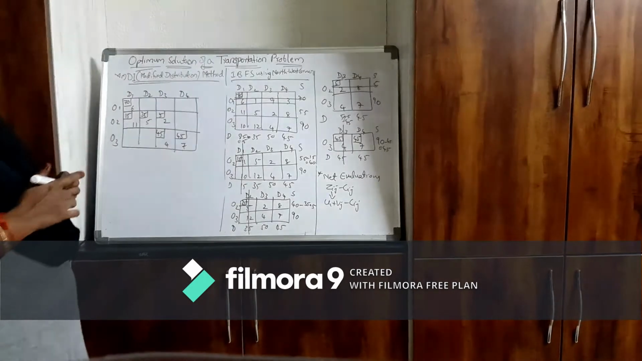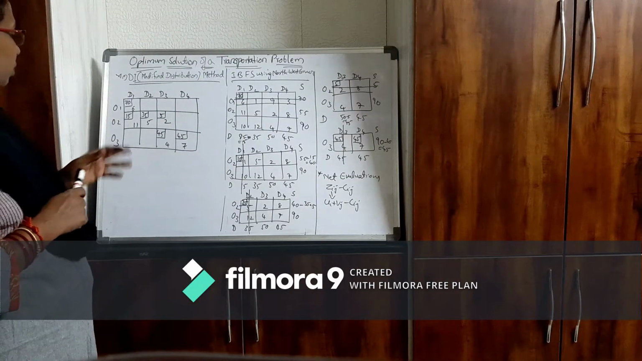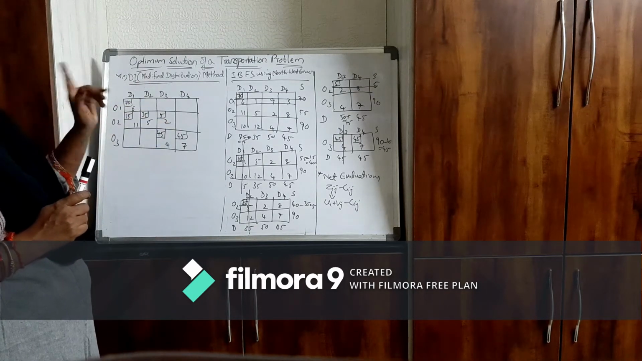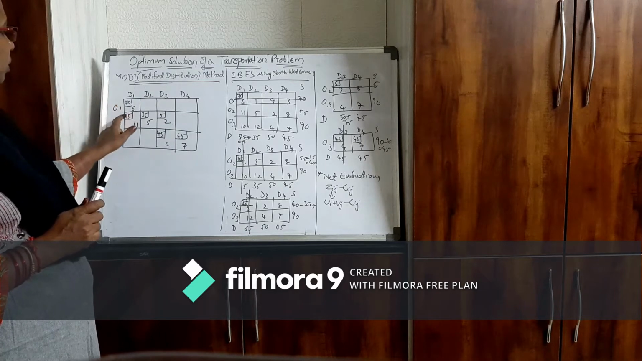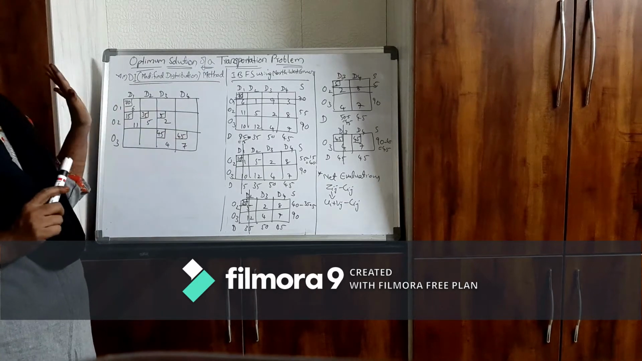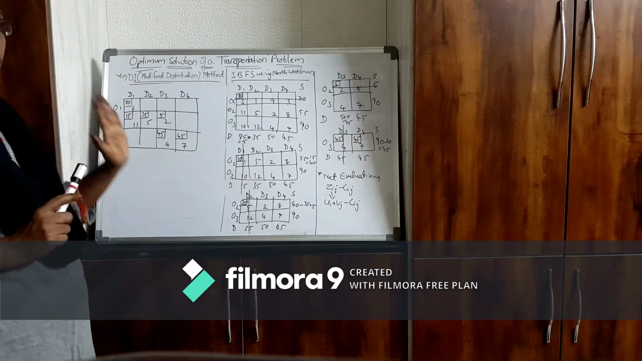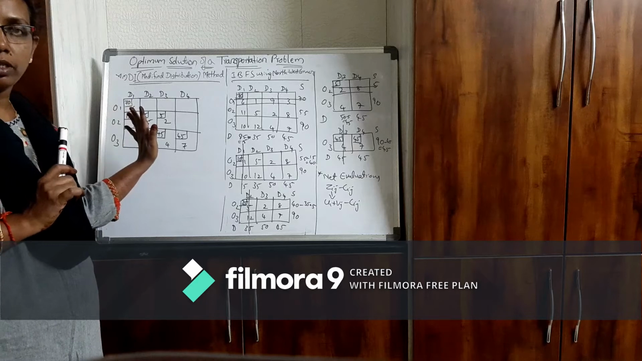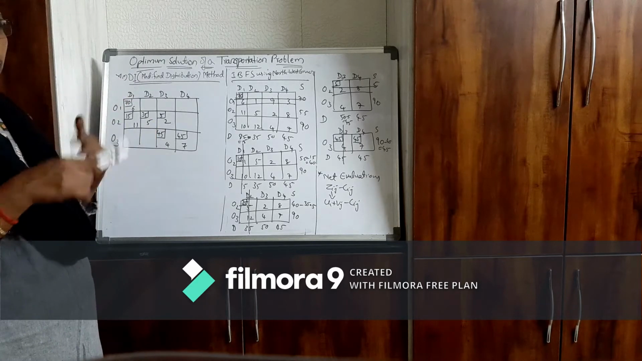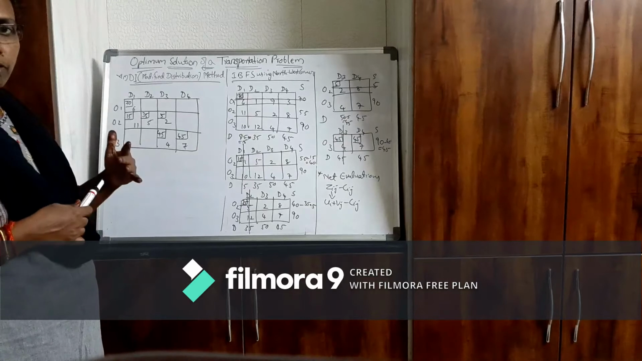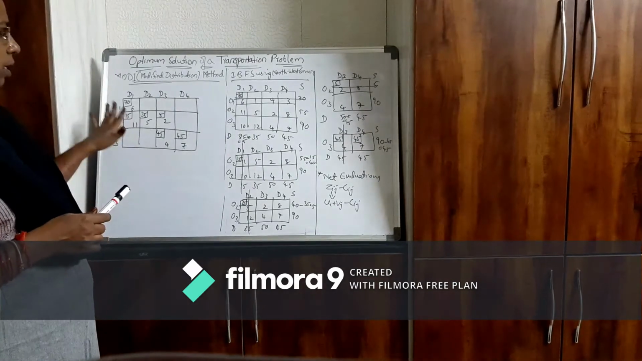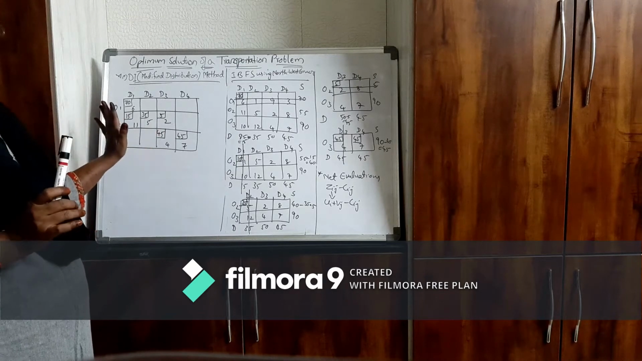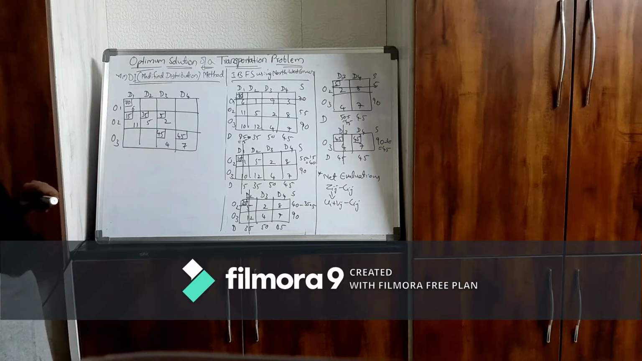Check whether you are getting m plus n minus 1 allocations. Number of rows is 3. Number of columns is 4. 3 plus 4 minus 1 is 6. So 1, 2, 3, 4, 5, 6. That means your allocations are correct. If you are getting fewer than m plus n minus 1, that means it is a degenerate transportation problem. I'll explain that also in my next session, how to solve that type of problem. So here, because the number of allocations is equal to m plus n minus 1, you can proceed now. It is not a degenerate problem.